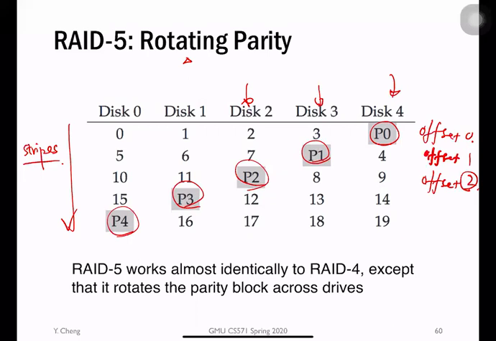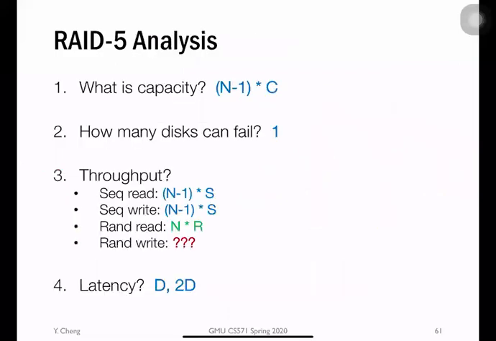So RAID-5 works, at a very high level, almost identically to RAID-4, except that it rotates the parity data block across all drives. This subtle difference actually makes a small impact on the performance metrics, as will be shown in the next couple of slides when we come to the performance analysis of RAID-5. So let's see how exactly it's different.